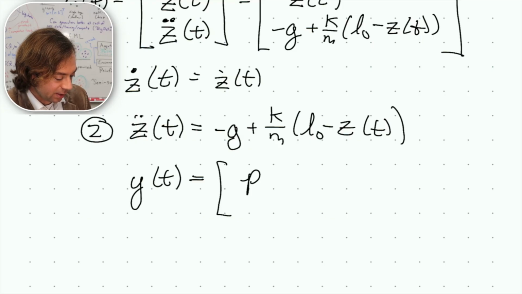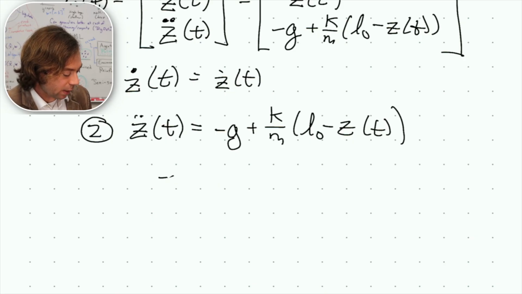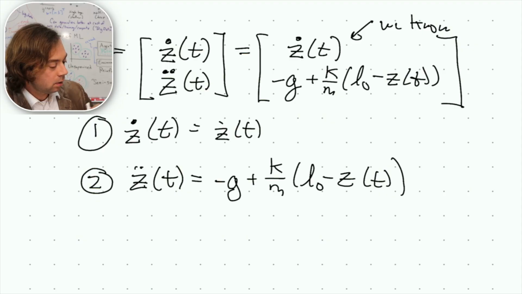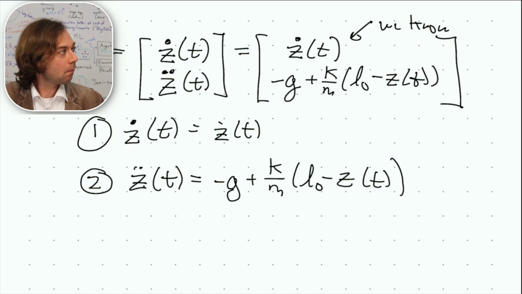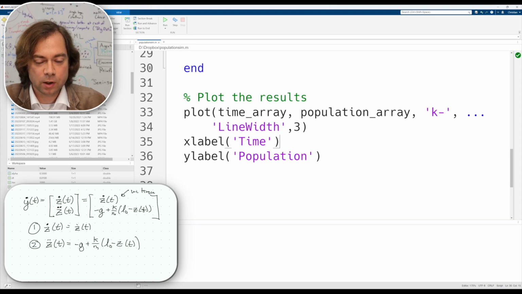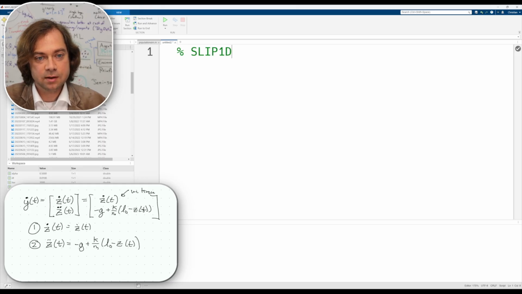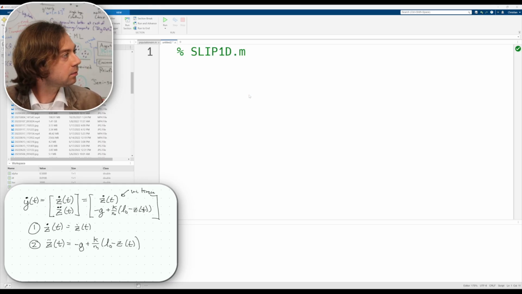I'll show you what I mean. We can probably go directly to simulation, so let's pull up MATLAB. We're now going to do a 1D spring-loaded inverted pendulum, 1D SLIP. So let's make a completely new file. I'm going to call it slip1d.m, and I'm going to save it.